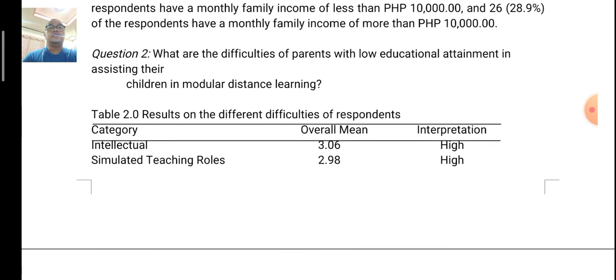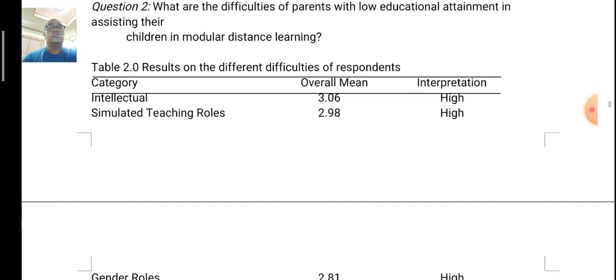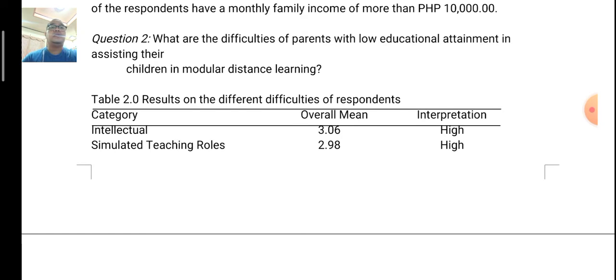So let's go to the second question. What are the difficulties of parents with low educational attainment in assisting their children in modular distance learning? Okay, ang gamit nila dito is overall mean, no? Yung dinescribe ko kanina doon sa Excel file, hindi po yun overall mean, no? Kasi yung mean na yun is already disaggregated or broken down into groups. Halimbawa, dito sa kanila, sa intellectual, meron din silang intellectual category, kasi intellectual eh. Meron siyang groups under that, no?